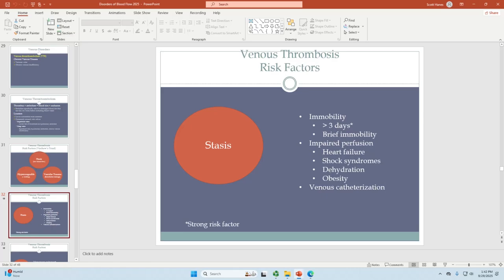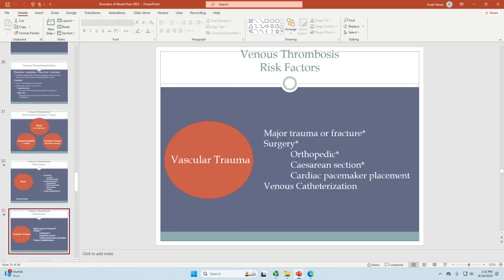And then lastly, venous catheterization. Definitely lower on the risk factor, particularly because they tend to be in more superficial veins, right? Most of the time that you get a catheter in your vein, it's mostly superficial, not always, but a little bit lower on the risk. But definitely immobility is a huge risk factor.